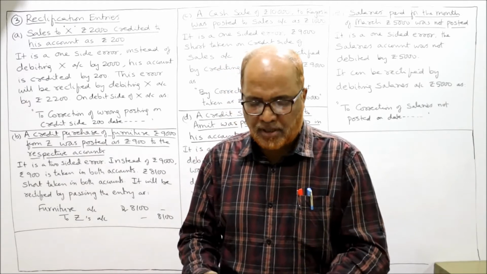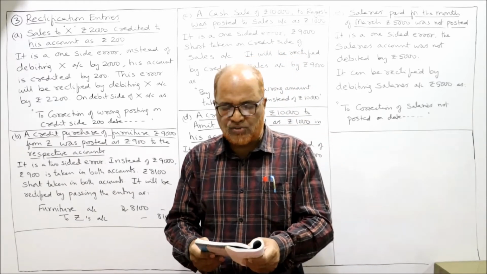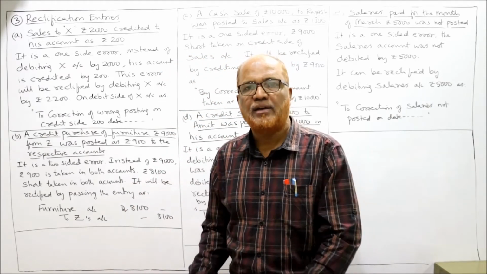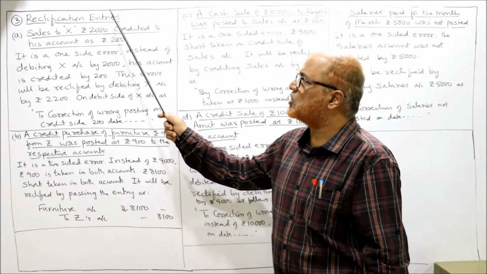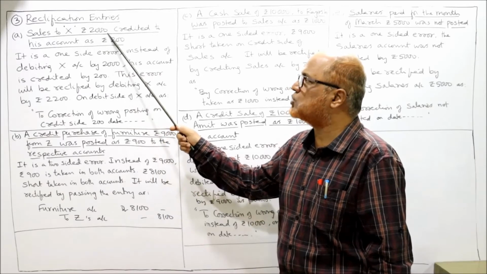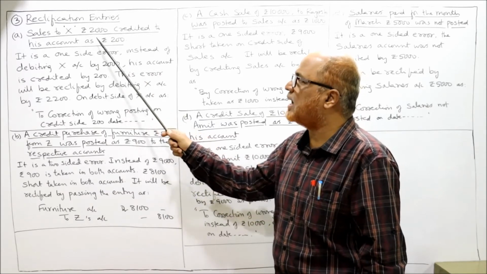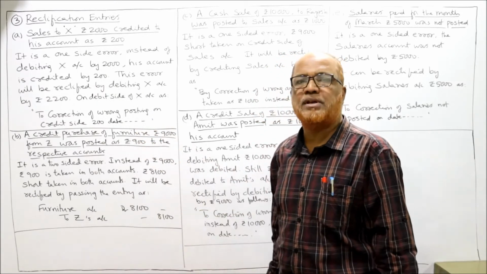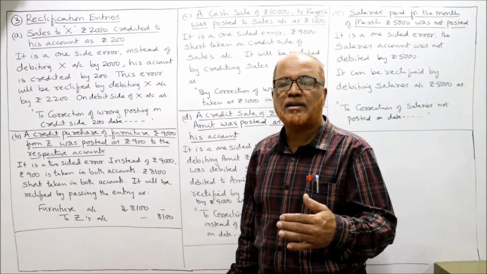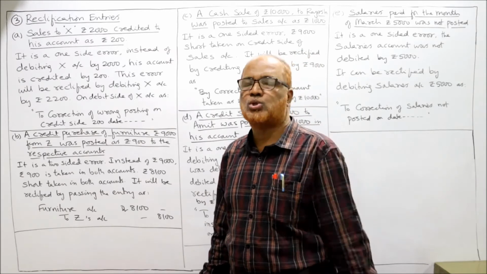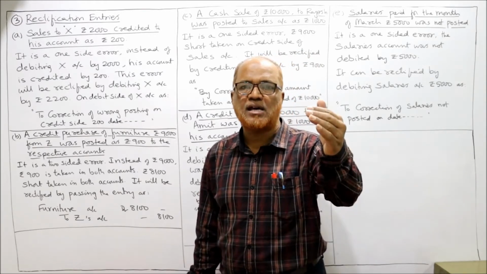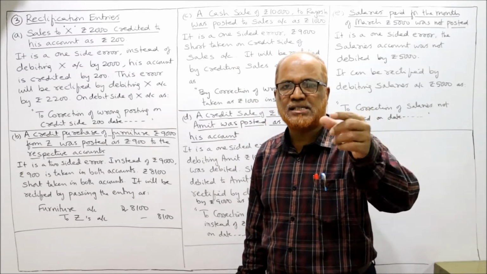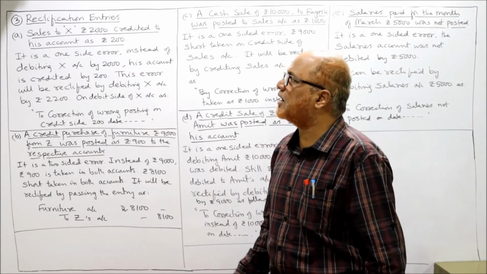See the problem. Give the rectification entries for the following errors. So some errors are given, we have to rectify. First error: Sales to X rupees 2000 credited to his account as rupees 200. So what is the correct entry when we sell the goods to X? X account debit to sales. X account should be debited, sales account should be credited.